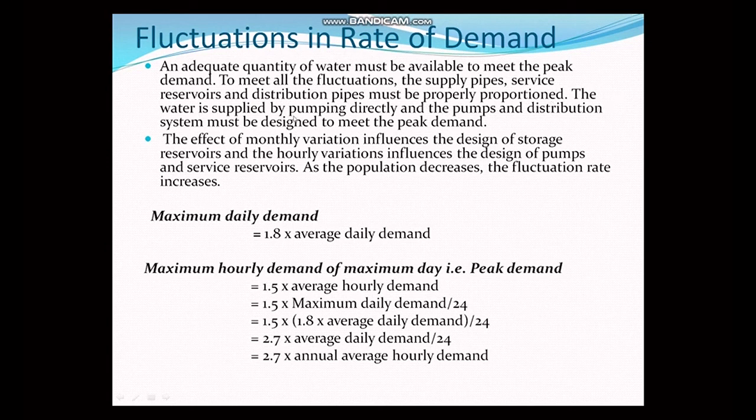The water is supplied by pumping directly, and the pumps and the distribution system must be designed to meet the peak demand. The effect of monthly variation influences the design of storage reservoirs, and the hourly variations influence the design of pumps and service reservoirs. As the population decreases, the fluctuation rate increases. The maximum daily demand can be computed as 1.8 times the average daily demand, and the maximum hourly demand of the maximum day, that is the peak demand, can be calculated as per the following formulas.